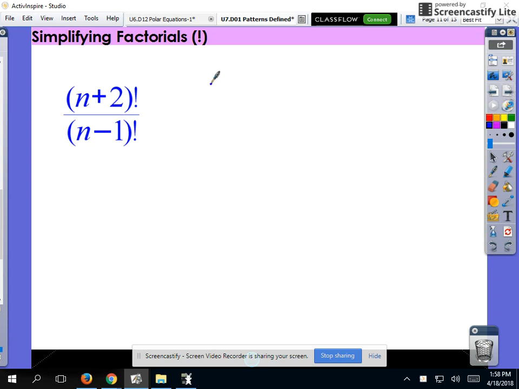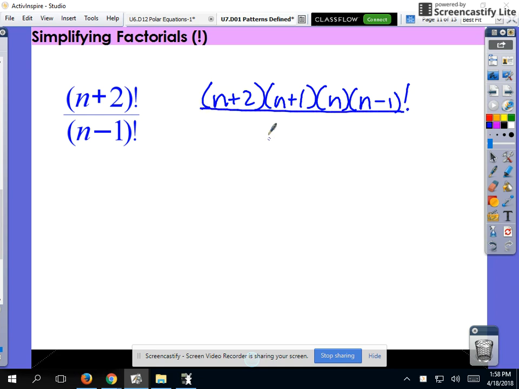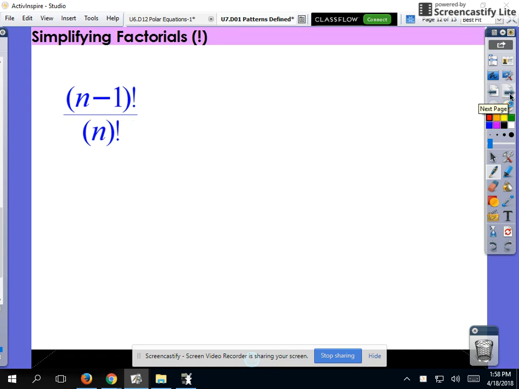Okay. So we start with the top, n plus 2, n plus 1, n, and then that's where I can do my factorial because it matches the denominator. And so this cancels this. Done. Try this one on your own. Pause the video.